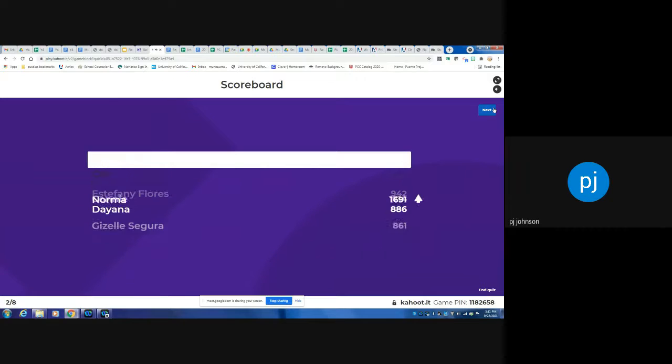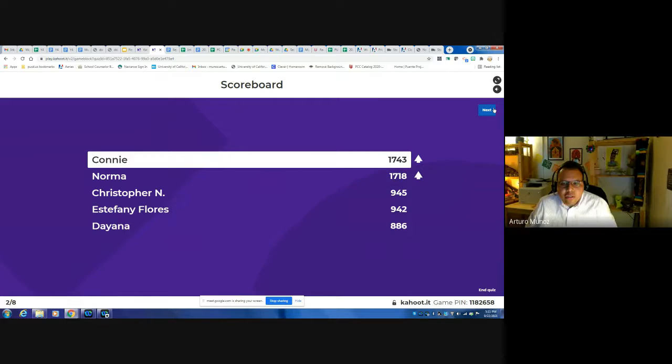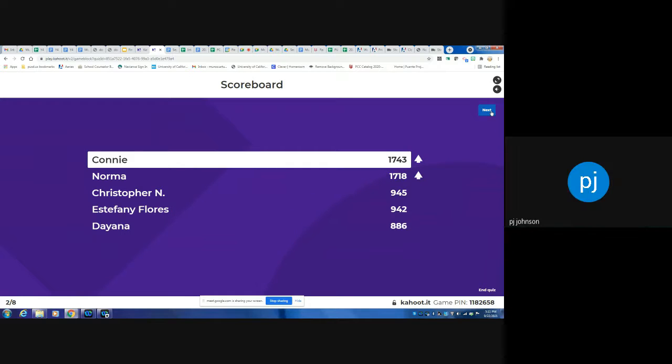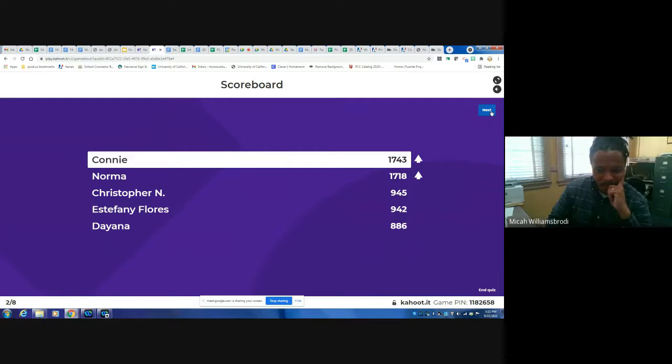Can I ask, are the words coming up? Because I'm getting nothing but shapes. On your phone, you'll see the shapes, and then you have to look at the screen at the same time. Okay, thank you. No problem.